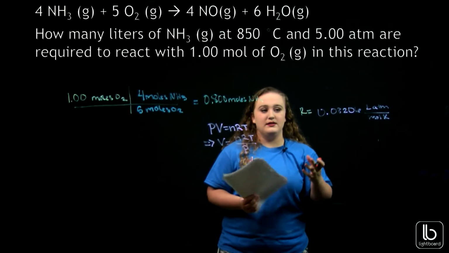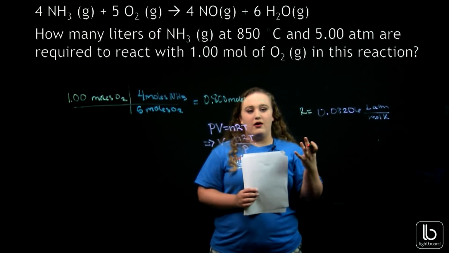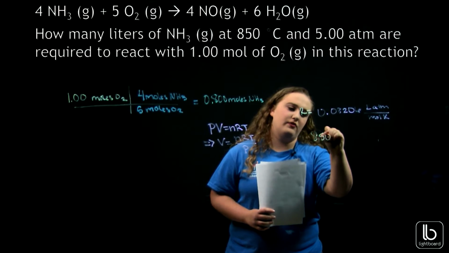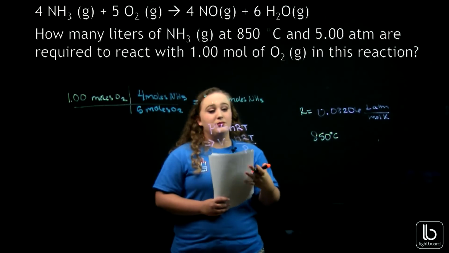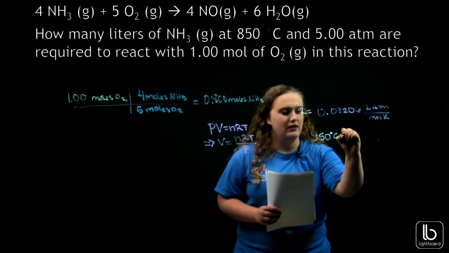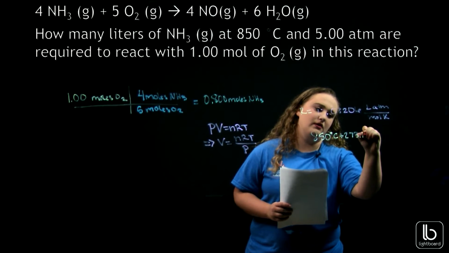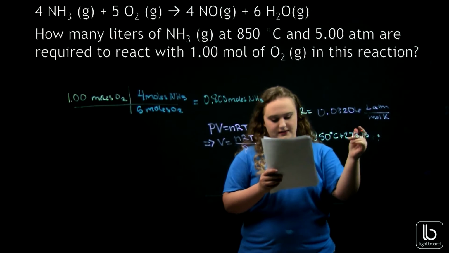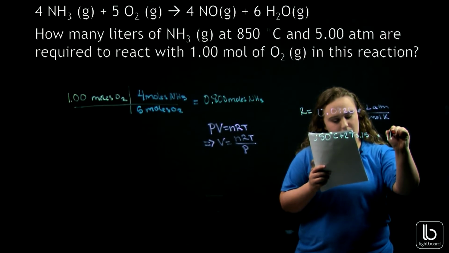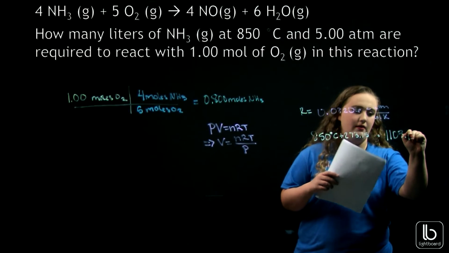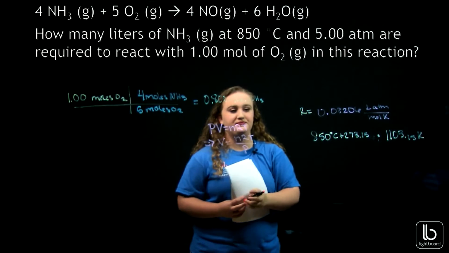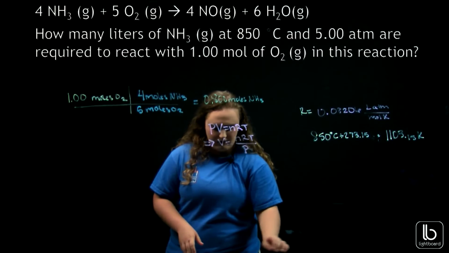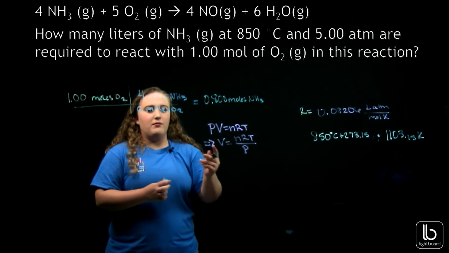Our pressure was 5 atmosphere. Our volume is what we're looking for, and our temperature was 850 degrees Celsius, but we need that temperature to be in Kelvin. So what I'm going to do is add 273.15 to get us 1103.15 Kelvin. So now that I have our temperature in Kelvin and not in degrees Celsius, we can start plugging in.